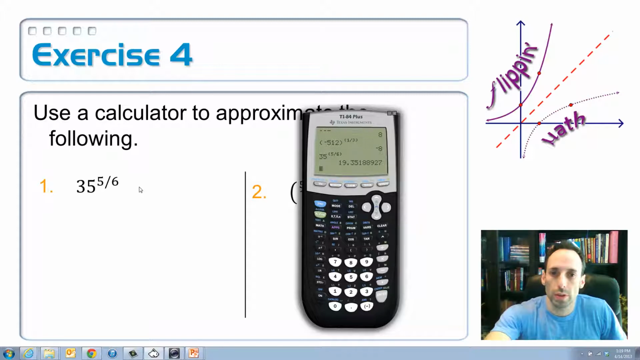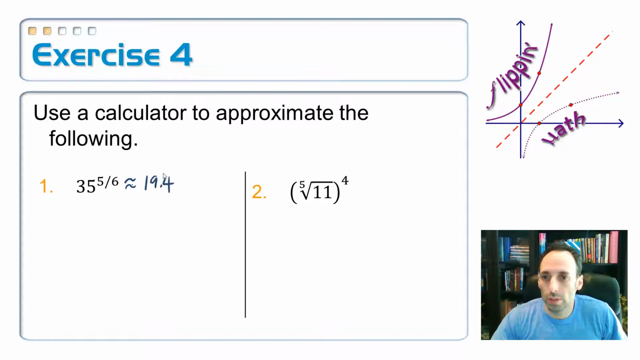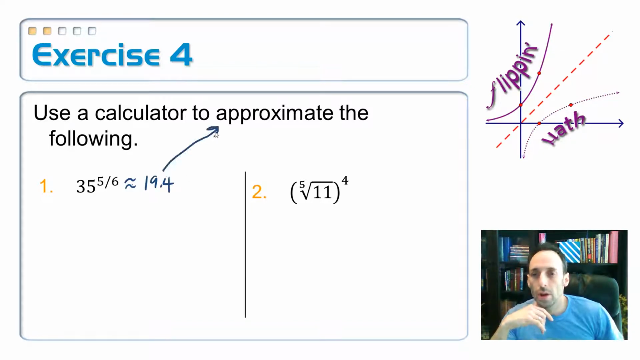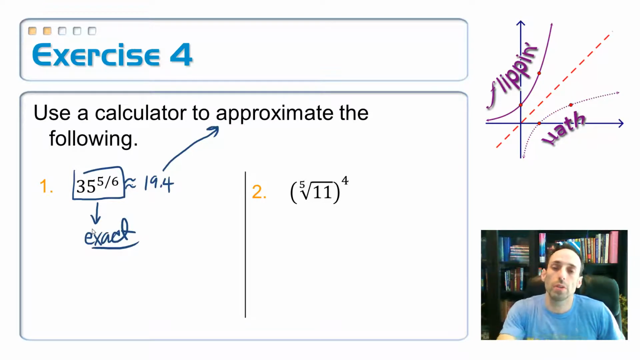Okay. So 19.4, I'll round it off to, is approximately 19.4. So the 19.4 is the approximate answer. And the 35 raised to the 5/6 power, that one is exact. Right? Just like I would leave the square root of 2 as a part of a problem because that was the exact answer. Okay, let's look at the one over there on number 2.